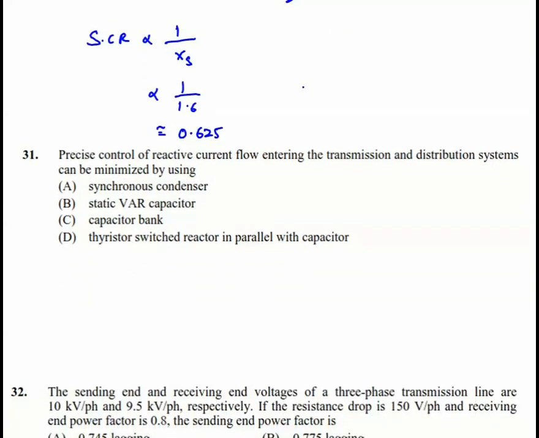And next one, the precise control of reactive current flow entering the transmission line and distribution systems can be achieved by using static var compensators as well as thyristor switched reactors. So both are the correct options for this answer. That is static var compensators and D. B and D both are the correct answers.